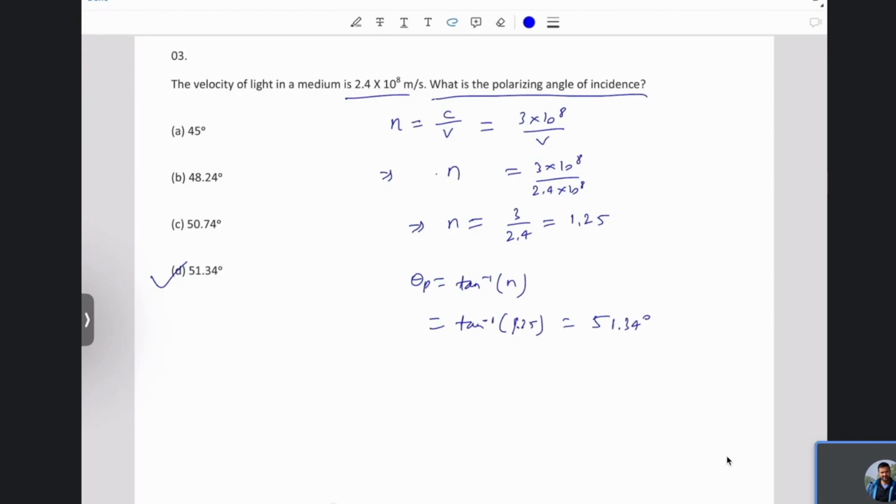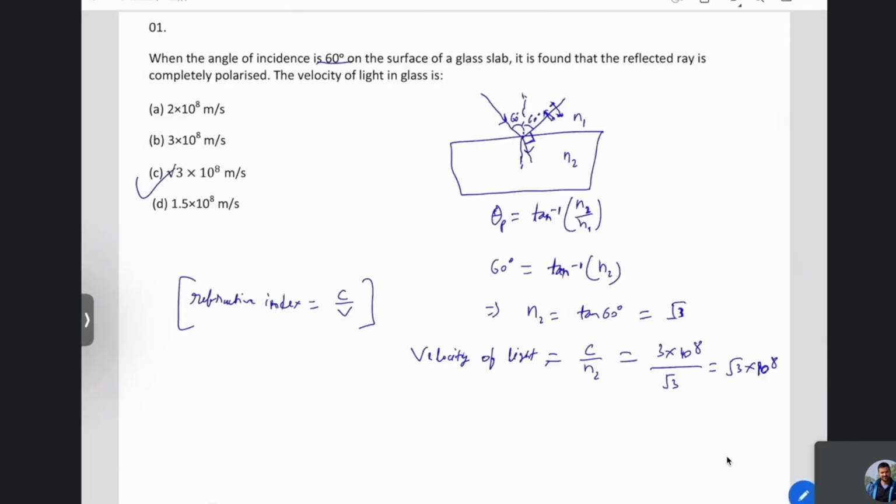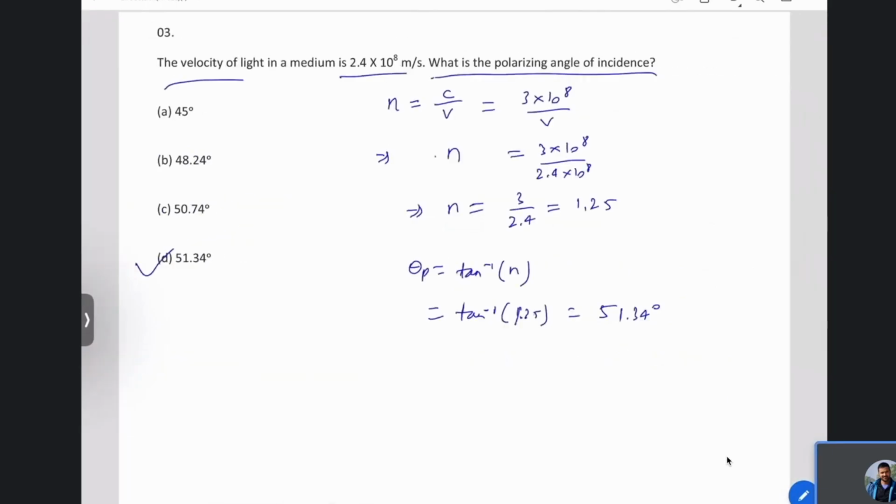With these two problems, problem 1 and problem 3, you can have a nice experiment. From the first problem, you can determine the velocity of light in the medium. And then you can perform the experiment again using a different source of light, and calculate the polarizing angle of that source of light. So it's a nice application.